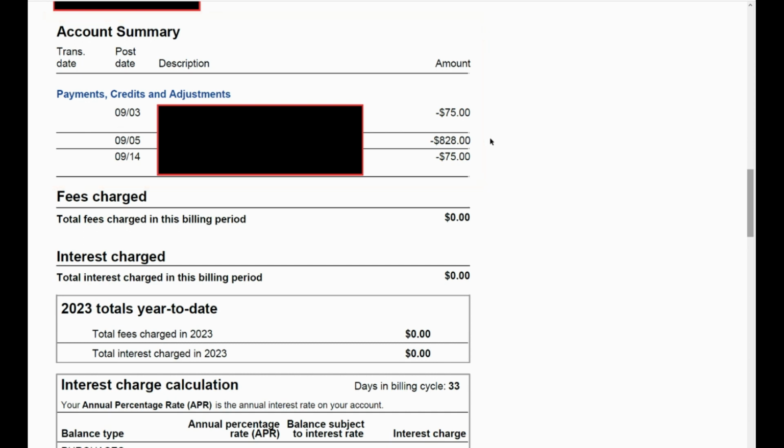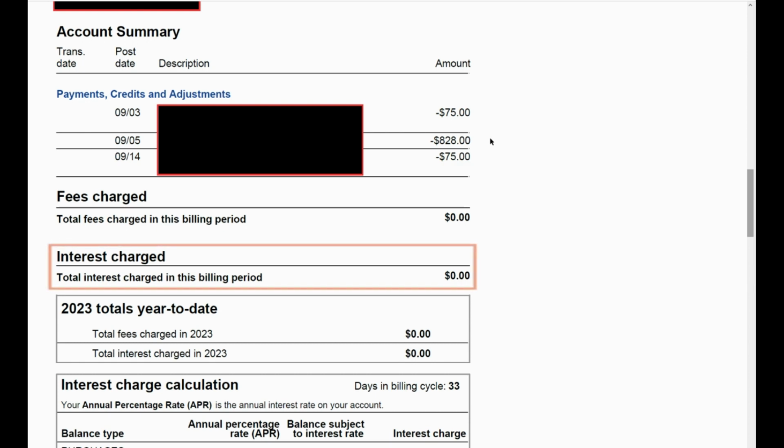Right underneath my payments are the fees that I've been charged. Total fees charged in this billing period is 0 because I did not have any. Right below that is the interest charged.